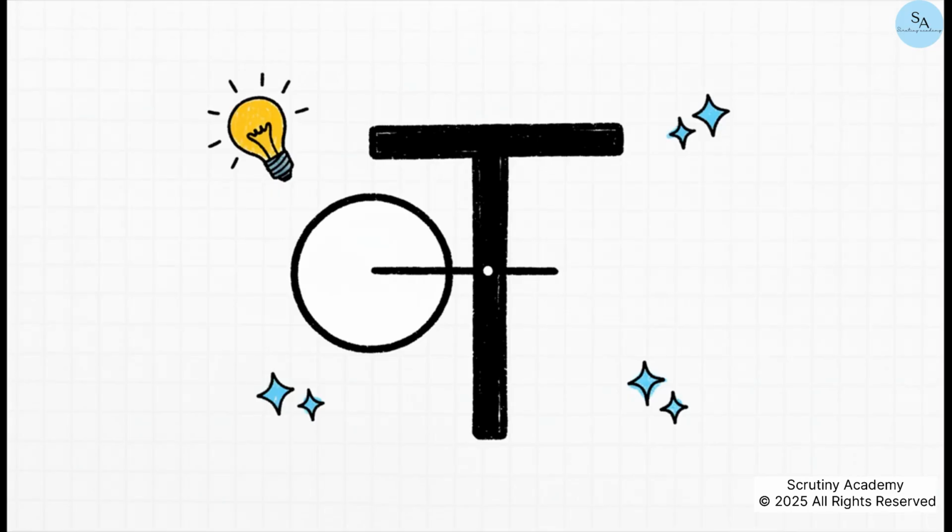And hey, if you need a way to remember that, just picture the letter T. The horizontal bar at the top, that's your tangent. The vertical line, that's your radius. And what do they make? A perfect right angle. T for tangent, and it looks just like the 90-degree angle it creates.